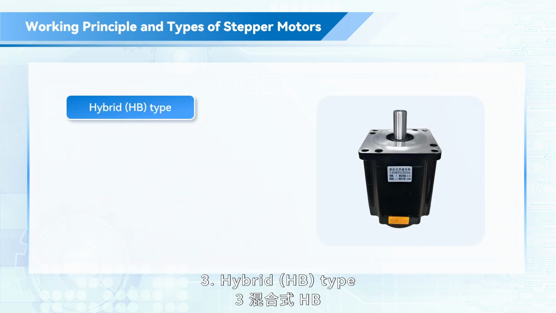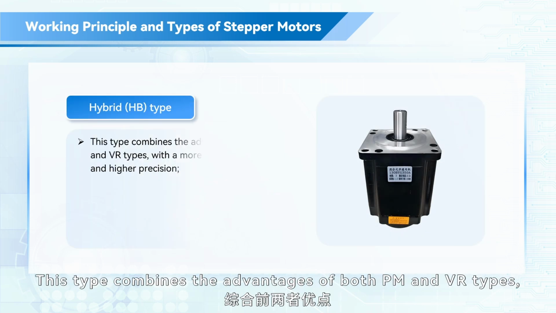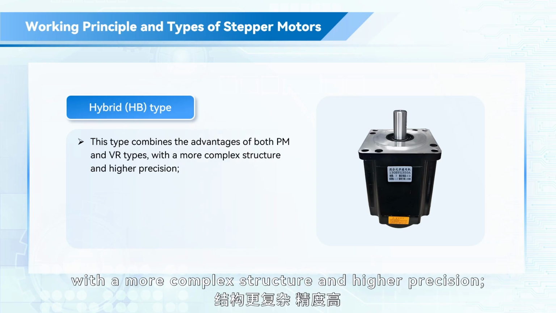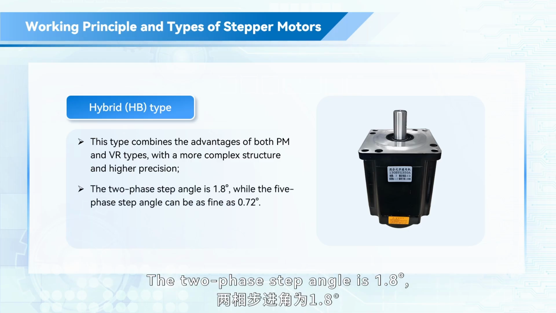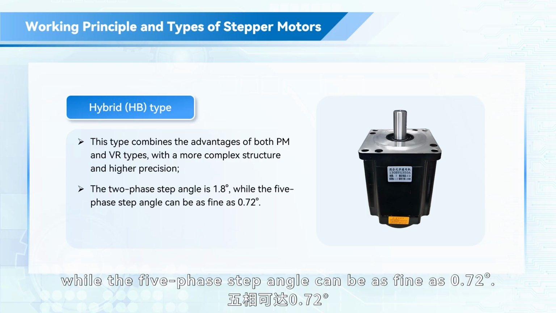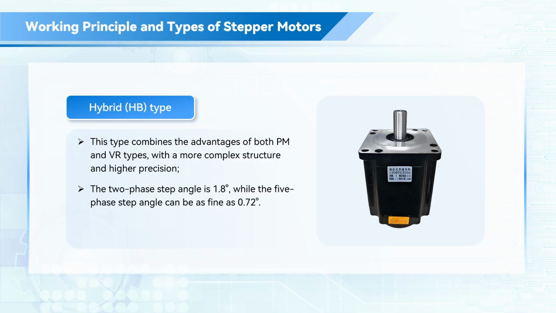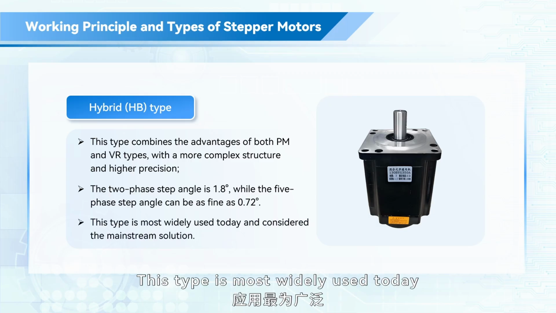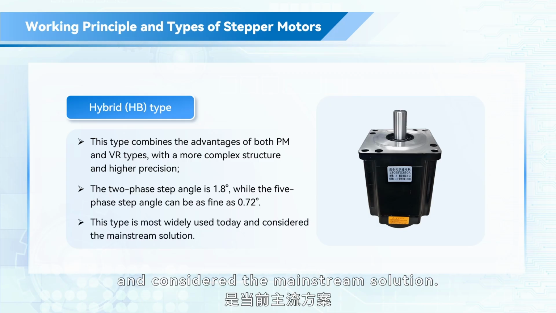3. Hybrid HB type. This type combines the advantages of both PM and VR types, with a more complex structure and higher precision. The two-phase step angle is 1.8 degrees, while the five-phase step angle can be as fine as 0.72 degrees. This type is most widely used today and considered the mainstream solution.